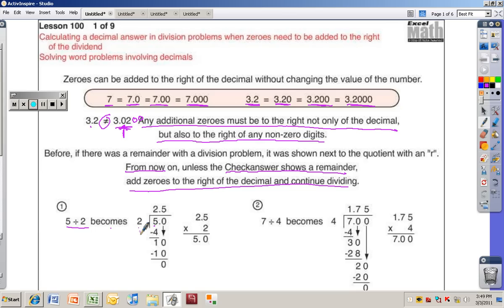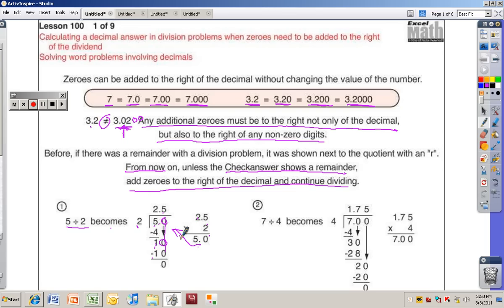Instead of getting 2 remainder 1, what you're going to do is divide with a decimal point and a 0, bring that 0 down to join with the 1, and then 2 goes into 10 5 times. 2.5 times 2 is 5.0. That shows you that it comes out to be the same as that, and your answer is probably correct.